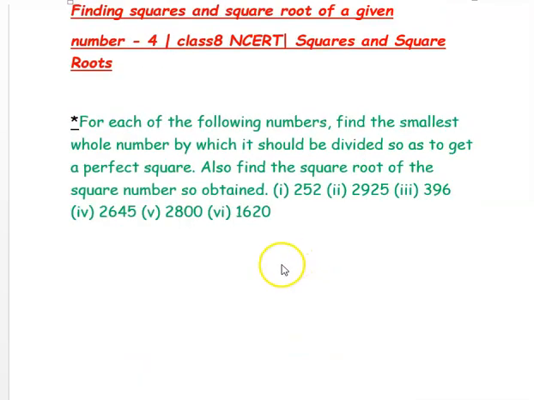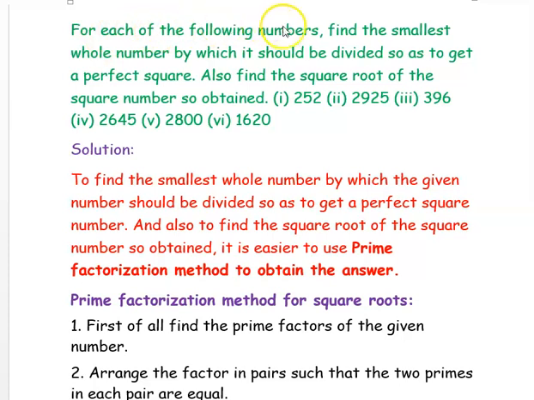In this video, we are going to see a few examples on how to find the smallest whole number by which the given number should be divided so as to get a perfect square, and also we want to find the square root of the square number so obtained. The question given is, for each of the following numbers, find the smallest whole number by which it should be divided so as to get a perfect square. Also find the square root of the square number so obtained.